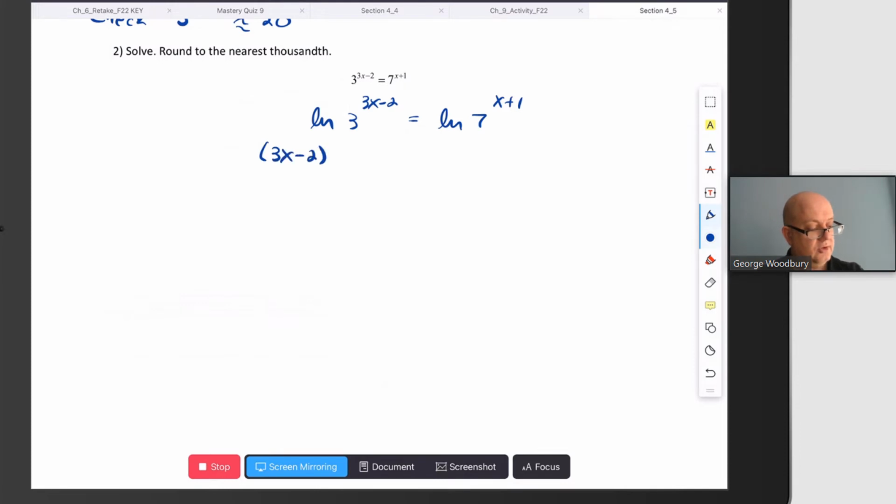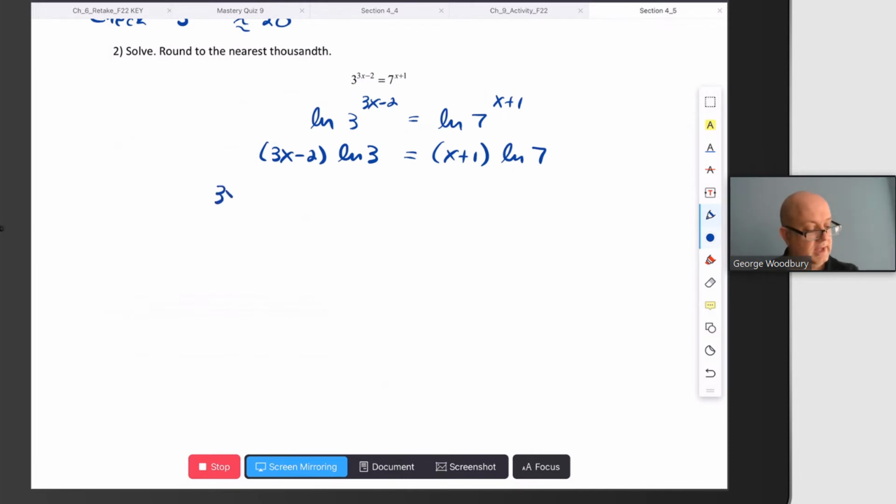(3x - 2) ln 3 = (x + 1) ln 7. This last part of solving is going to look similar to when we were doing the inverses for rational functions. We need to do all the distributing, then we'll collect all the terms with x in them on one side of the equation, everything else to the other. We'll factor out the common x, and then we'll solve.